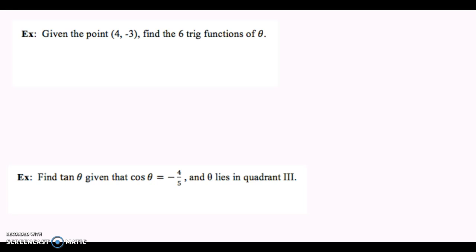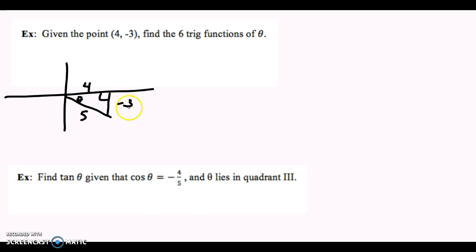Given the point (4, -3), find the 6 trig functions. We need to draw a picture here first. 4 and -3 will be down here. This will be 4, this will be -3. This will be theta. And it looks like I'm going to need to find this hypotenuse, and I believe it's going to be 5. If I do 4 squared plus -3 squared and take the square root, I'm going to get 5.